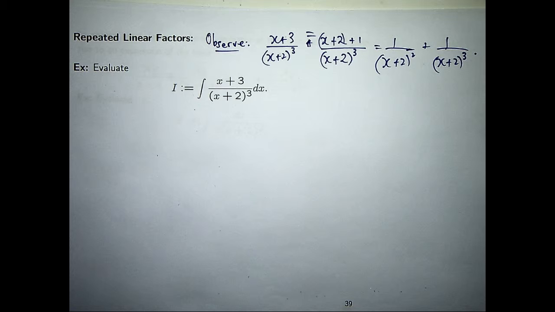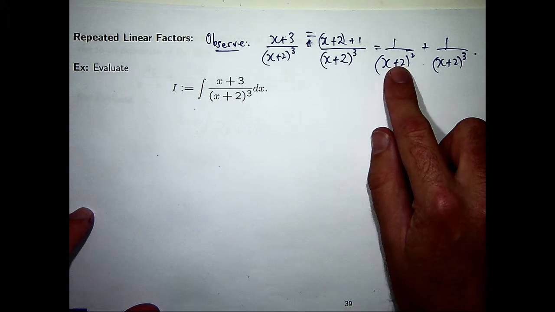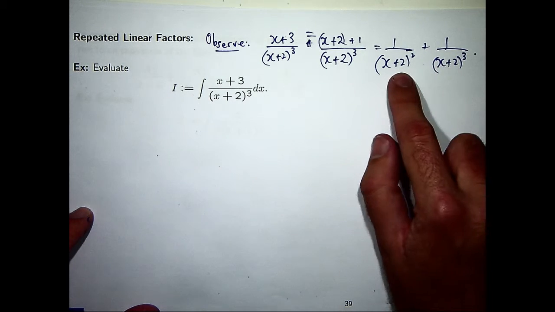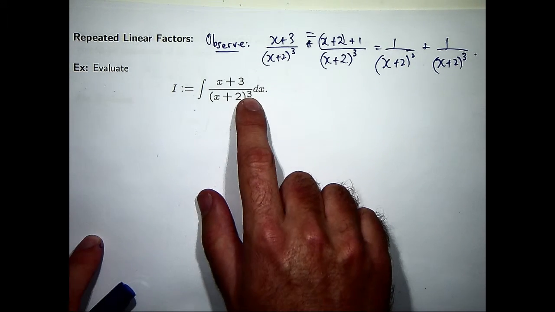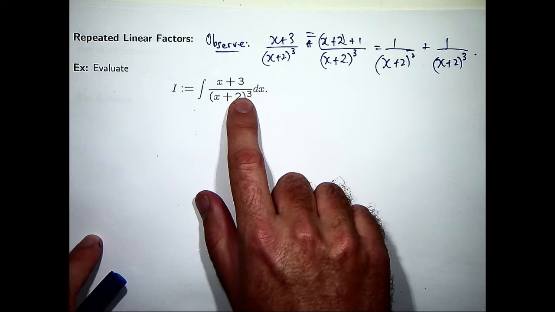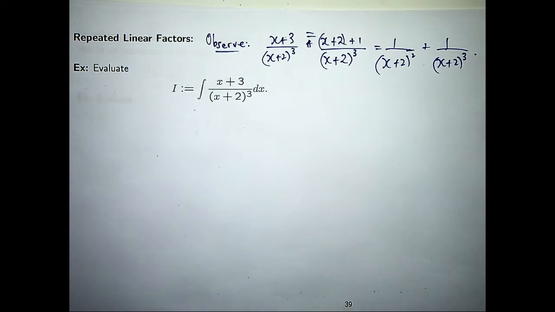Okay, so this example is really designed to show you the setup for the decomposition of this repeated linear factor. So when we have this cube down the bottom, we say this has a repeated linear factor because x plus 2 is repeated 3 times. Well, I guess it's repeated twice, right?